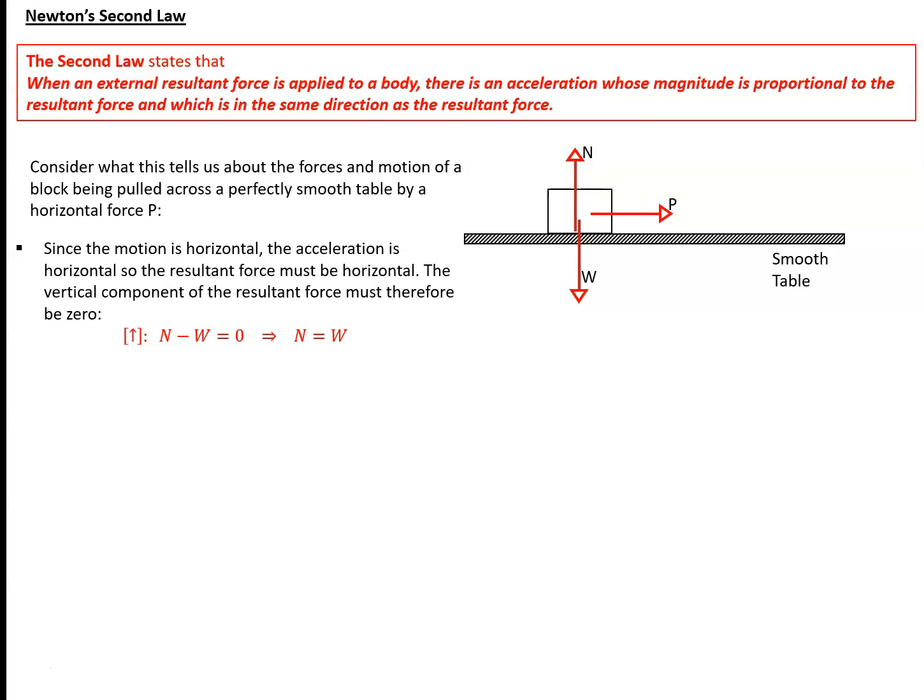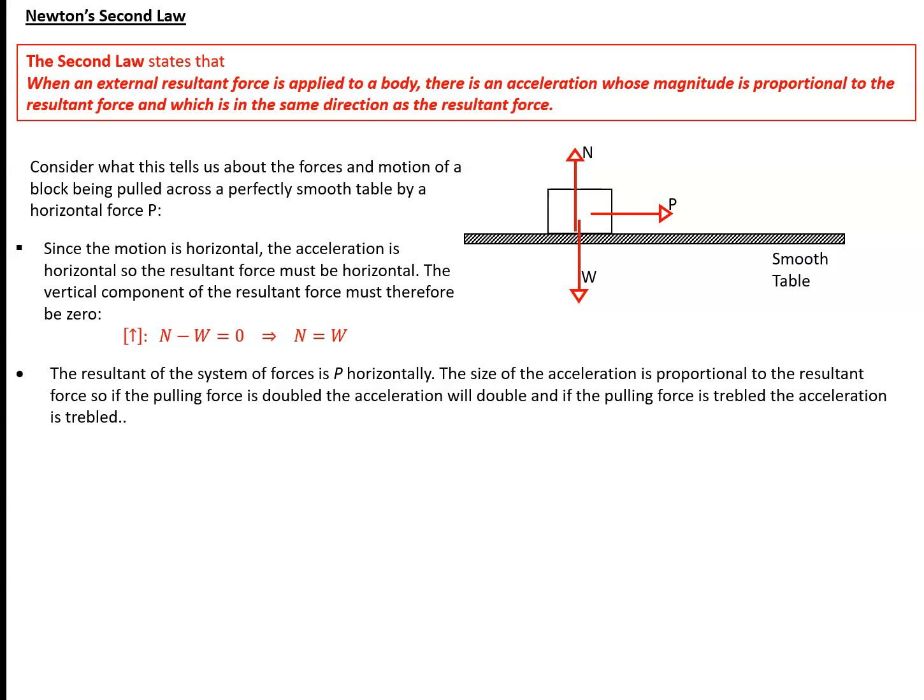So the vertical component of the resultant force must be 0. Working vertically, we've got N minus W must equal 0. In other words, N must equal W. The resultant of the system of forces is P horizontally.